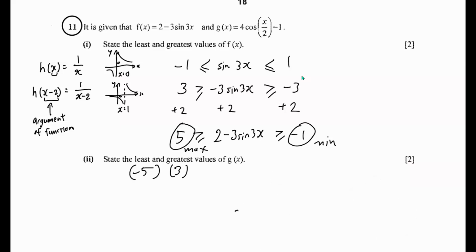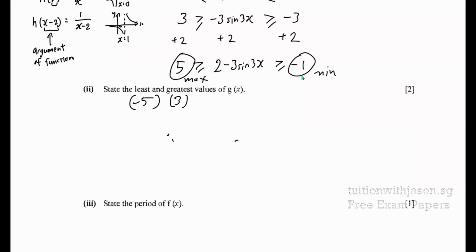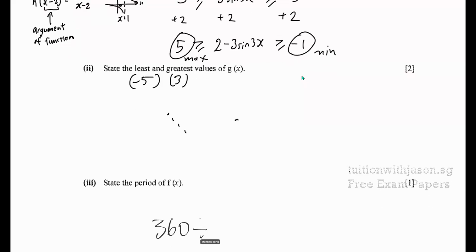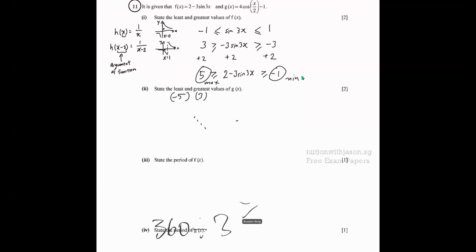You copy the working on your own. Next one, period. Is it not 120? Yes, exactly, as simple as that. Then for the other one, it's 720. Divide by half, times 2, 720. Yes.